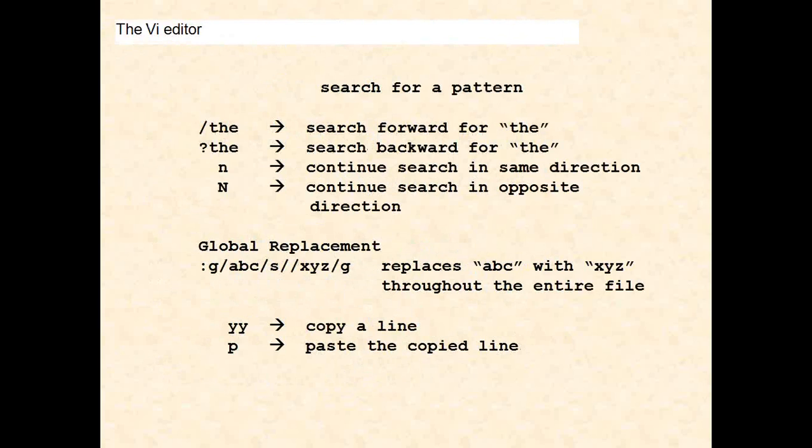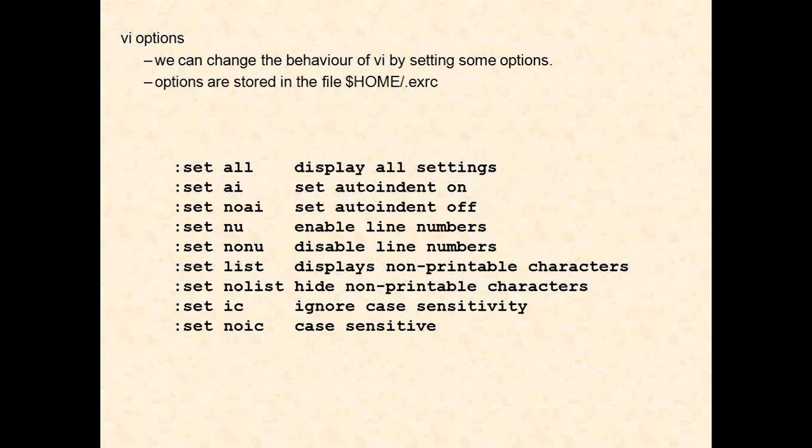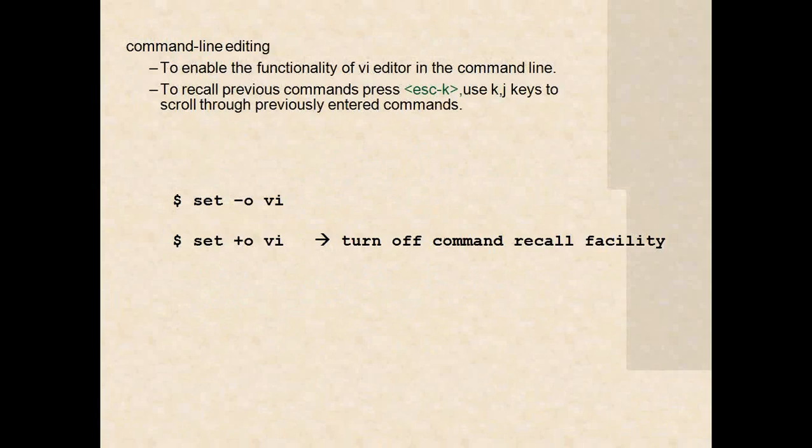And then these are all the search options that we have. Slash, then the word, and it is going to search for it. Then question mark, and it is going to search for the backward matches. And if you want to continue the search in the same direction, you will be using small n. And if you want to search in the opposite direction, then you would be using capital N. So these are different options that we have. And similarly, we have the YY command, which is to copy a line, and then we have the P command, which is to paste the line. So these are all the options that we have with the vi editor.